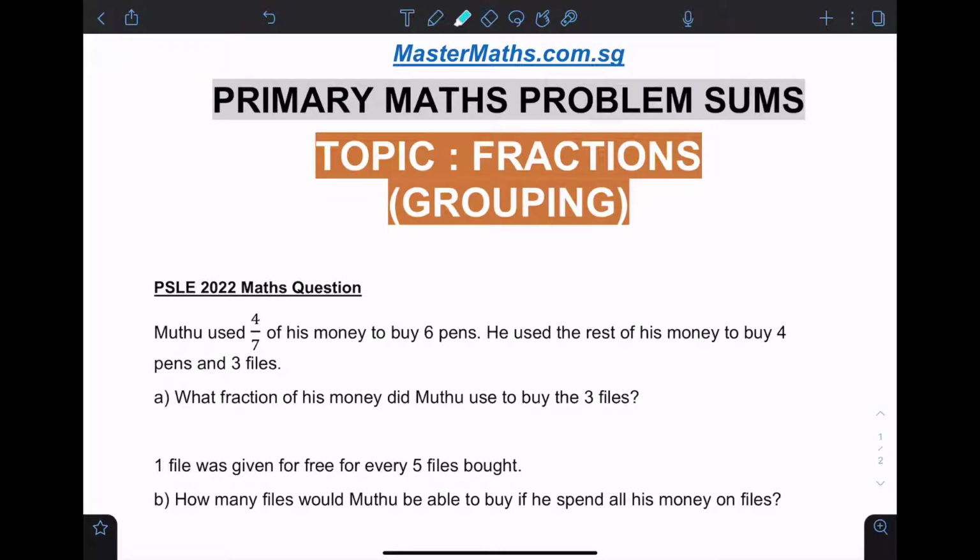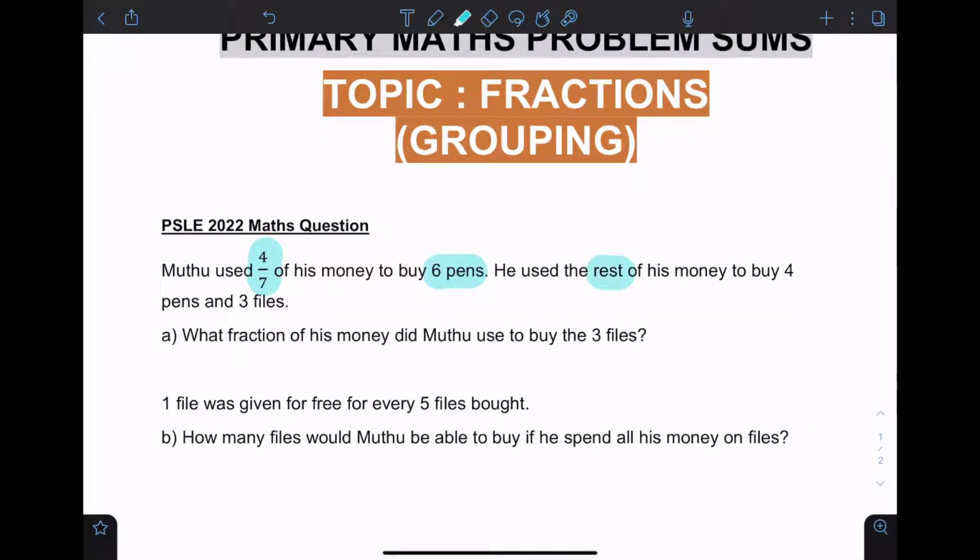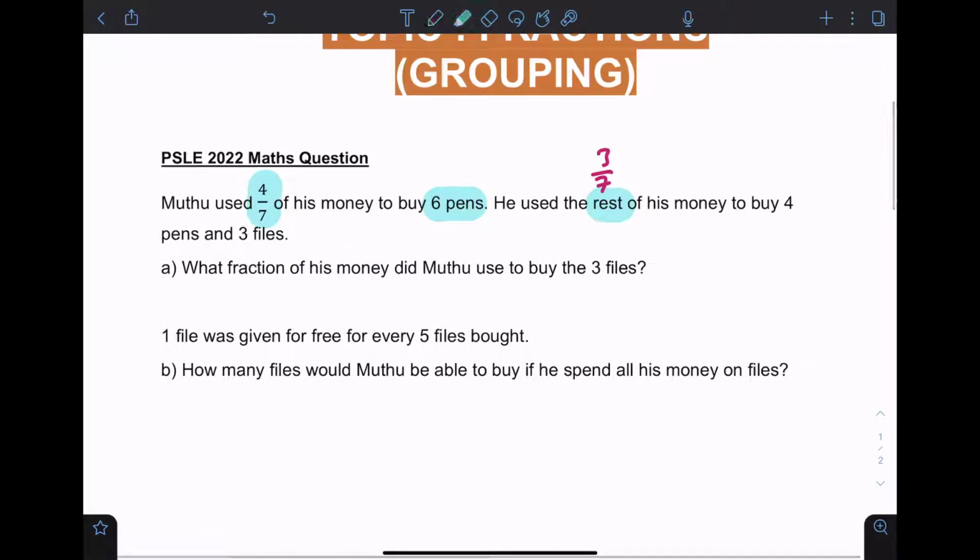PSLE 2022, this is a fractions question and grouping is involved as well. Mutu used 4/7 of his money to buy 6 pens. He used the rest. Immediately you will know that if 4/7 is used already, the rest means it's 3/7, right? Okay, so we'll show this calculation later. The rest was used to buy 4 pens and 3 files.